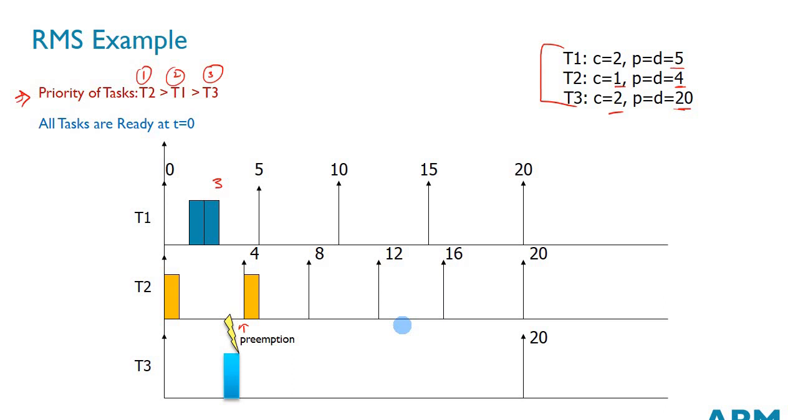And then what happens? Task 2 only requires 1 computation unit. So the moment task 2 finishes, the next periodic interval of task 1 triggers. So task 1 takes 2 units of time. And again, what do you see? Okay, so this is 7.